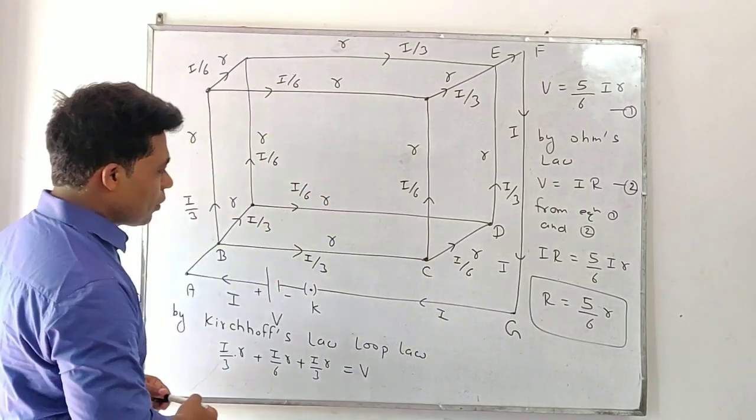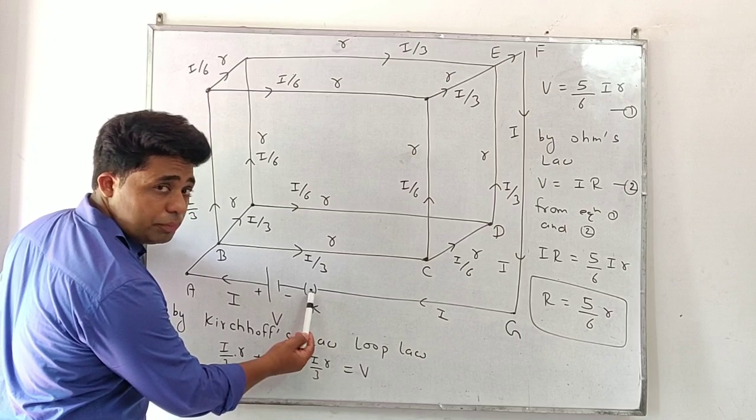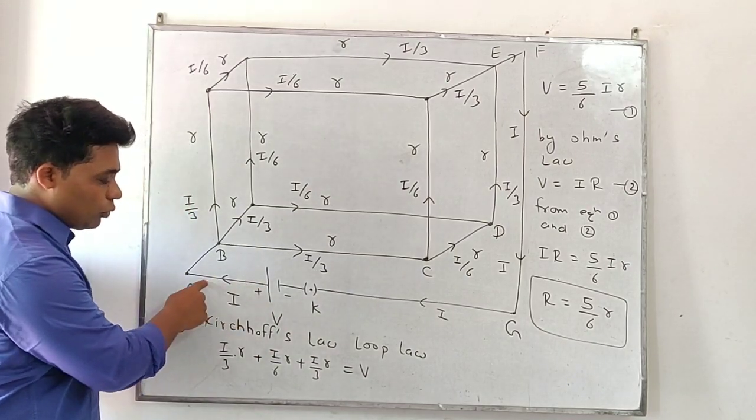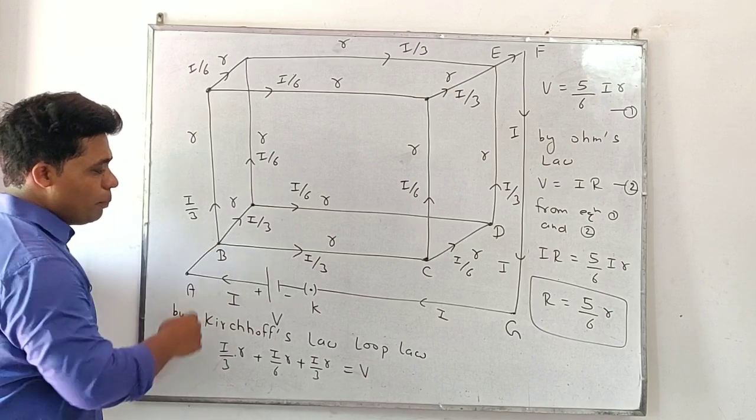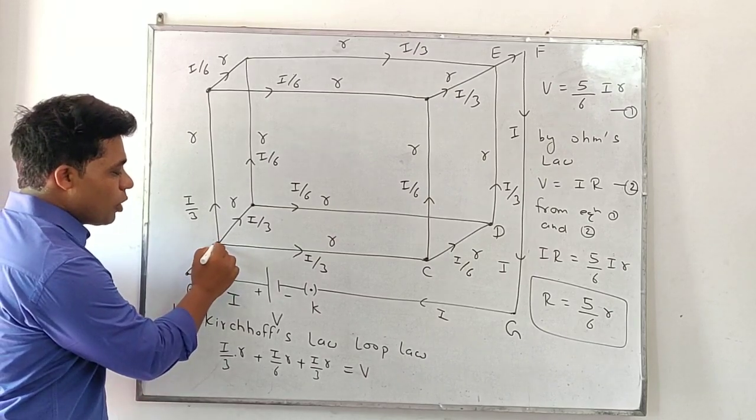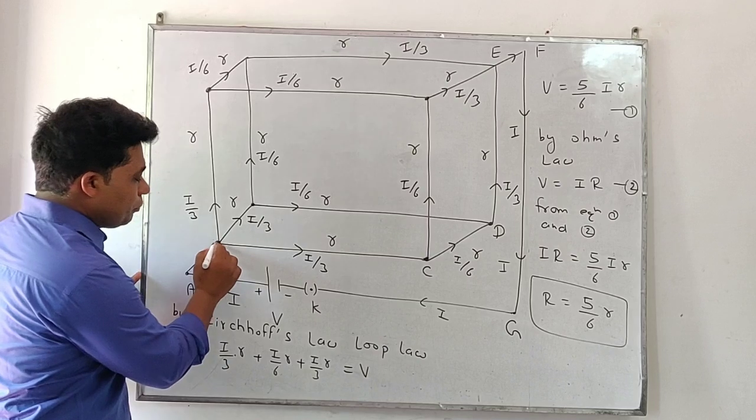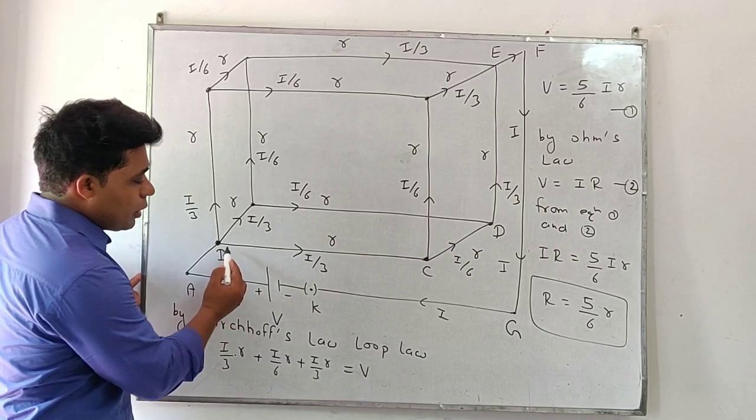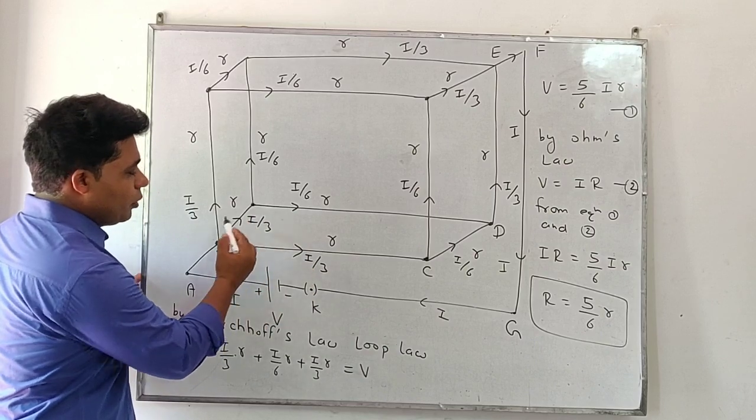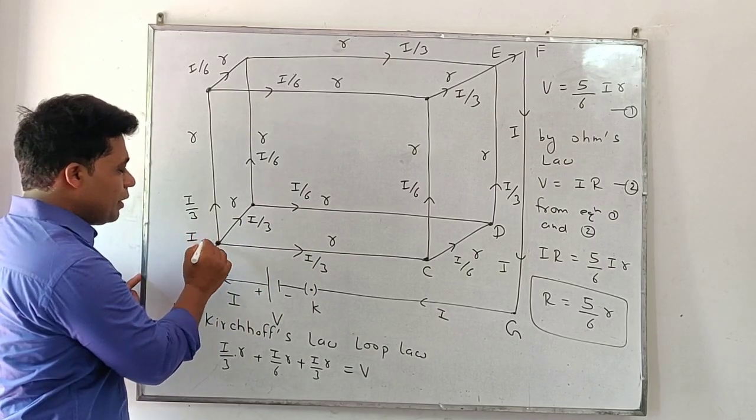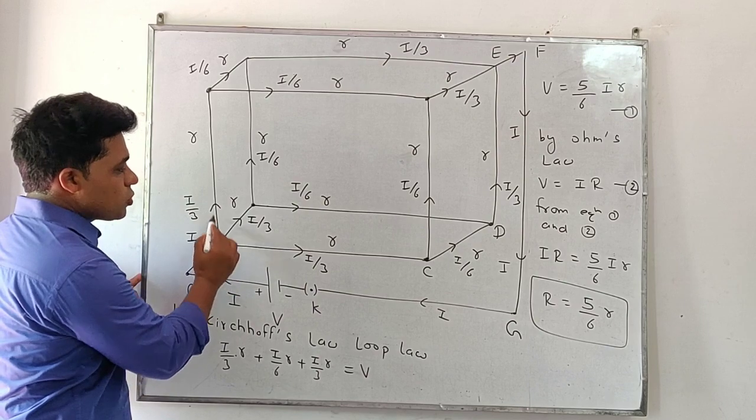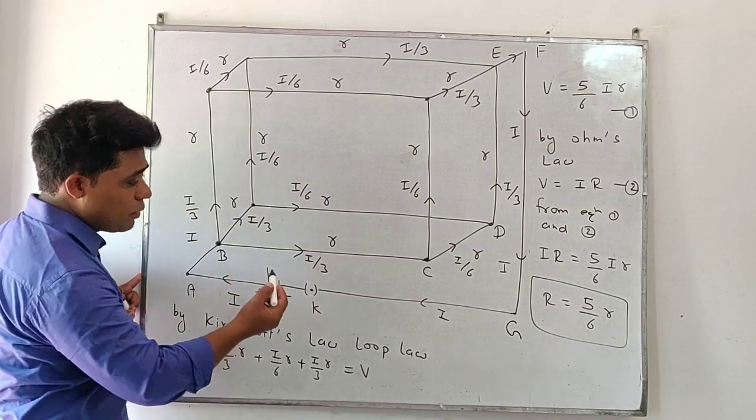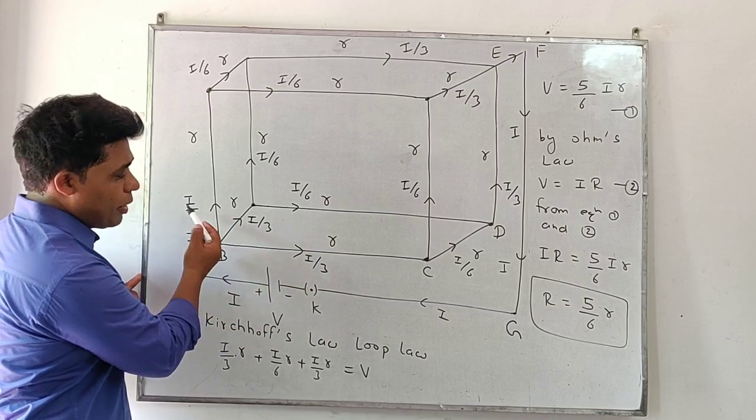Look at students, when switch K is on, in that condition, current I will flow through the cell, and at this point B, current I will divide in three equal parts, I upon 3, I upon 3, I upon 3. It divides in three parts because all three sides have equal resistance, so the current will divide equally.